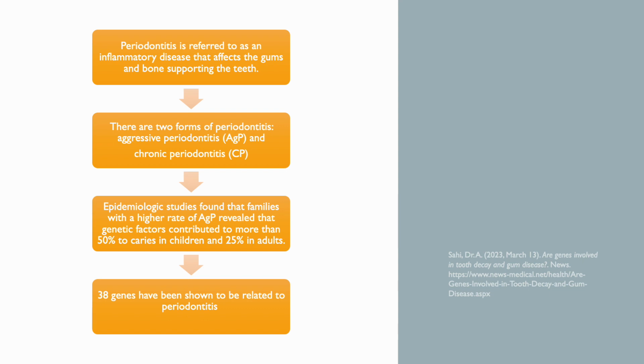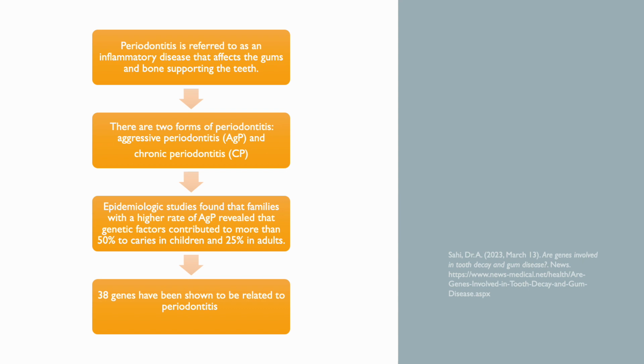Another risk to oral health and cause for concern other than tooth decay is gum disease, also known as periodontal disease. Periodontitis is the inflammation of the bone and surrounding gum tissue of the tooth. So periodontitis is referred to as an inflammatory disease that affects the gums and bone supporting the teeth. There are two forms of periodontitis: aggressive periodontitis and chronic periodontitis.